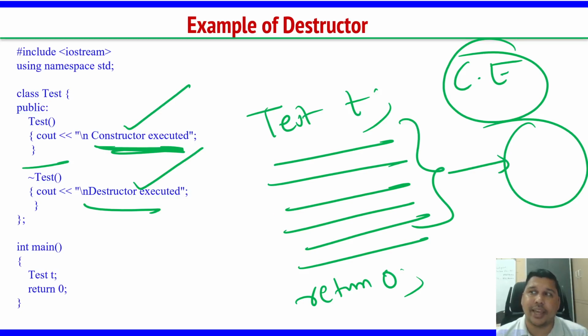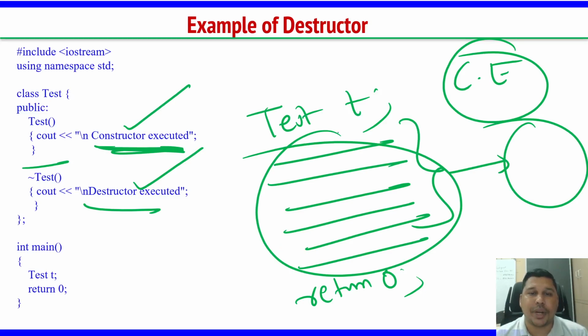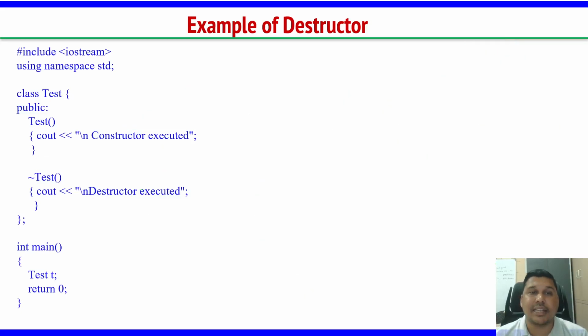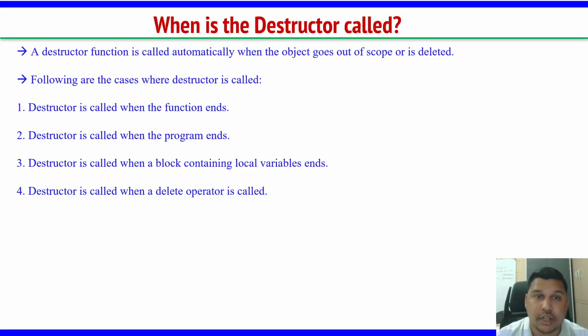Whatever functions you gave here, whatever operations you wrote here, whatever statements you wrote here, after the execution of these statements is completed, then the final statement destructor executed will come on the output screen. Okay, so this is one simple example to demonstrate how to use destructors to deallocate the memory which was allocated, right?